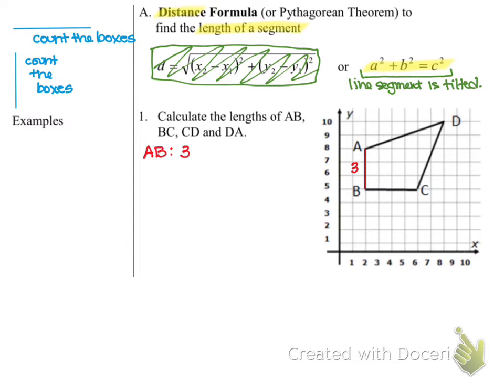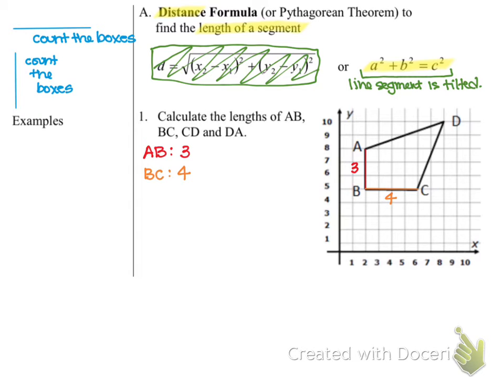Okay, let's do the next one in orange. So A to B is already taken care of. So that's my first one. So let's do B to C now. Okay, B to C, if I take a look at the line segment, that is a flat line. So that's horizontal, which means I can just count the boxes. So it looks like I've got 1, 2, 3, 4 boxes here. So that means that the length of BC is just going to be 4.